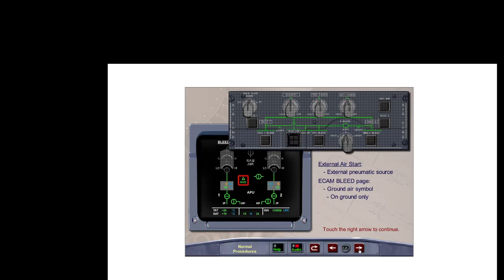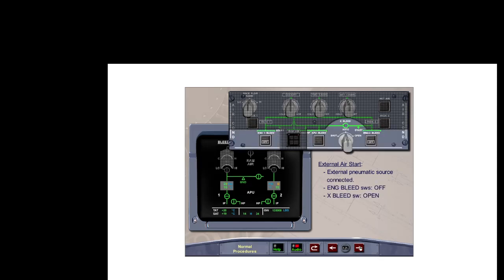With the APU unserviceable, the procedure is to start engine number 2 first using external ground pneumatics. This is due to the external air connector being on the left side of the aircraft near the danger area of engine number 1. On the ground only, the green ground air symbol is always displayed on the ECAM bleed page regardless of any ground connection or pressure.